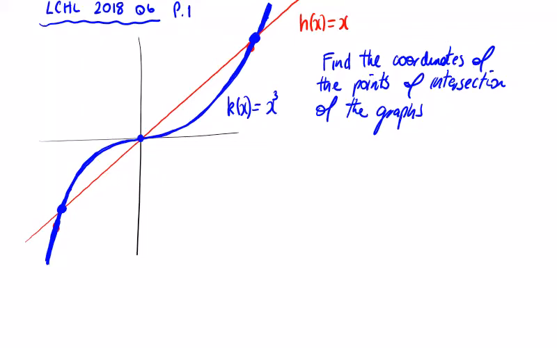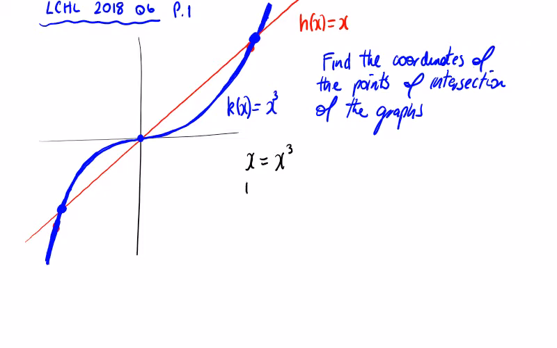Leaving Cert Higher Level 2018, question 6 in paper 1. You were given these two functions on a graph, and you were asked to find the points of intersection of the graphs of the two functions. So we just let one equal the other. x is equal to x cubed.